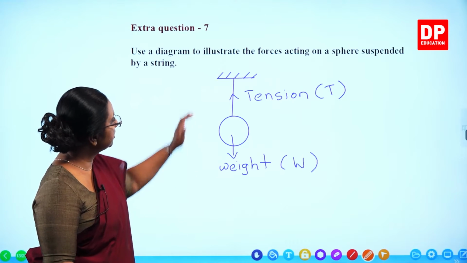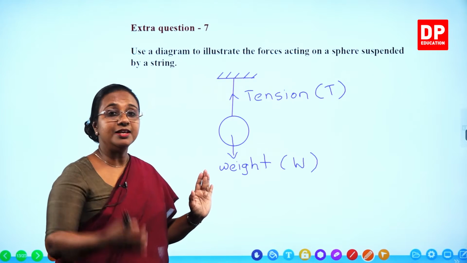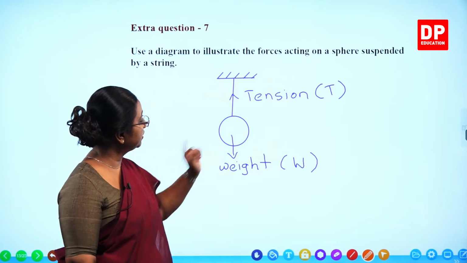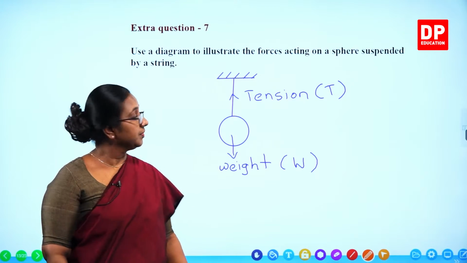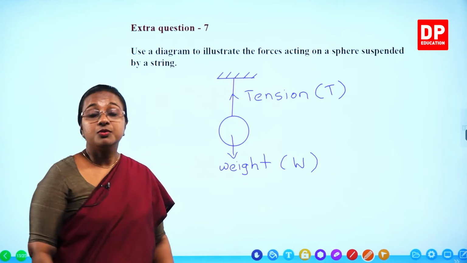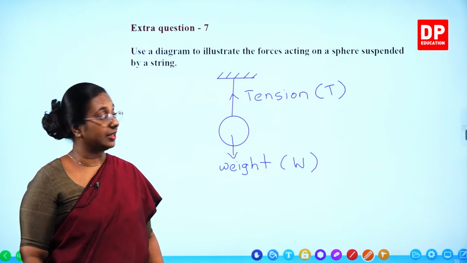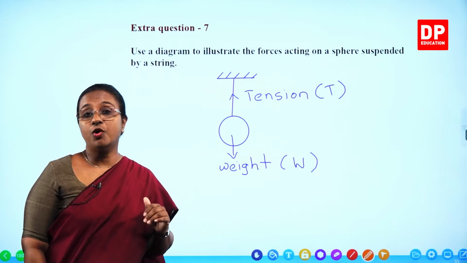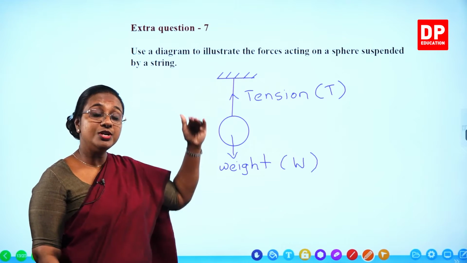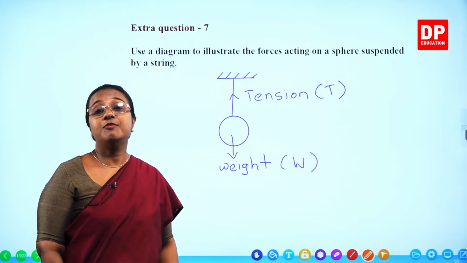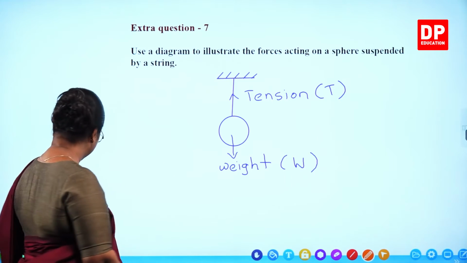So here you can see, students, the sphere is suspended by a string. Normally the string will be straight. Why? There will be the pull by the weight of the sphere, so that will act downwards and the tension will be upwards. So you all know both these forces are collinear forces acting in the opposite direction, and also they are equal in magnitude. That is why the sphere does not fall down. But if you cut this string, then there is no tension acting upwards, only the downwards weight. So the sphere will fall down. That you all know. So with that, students, I will move on to the next question.